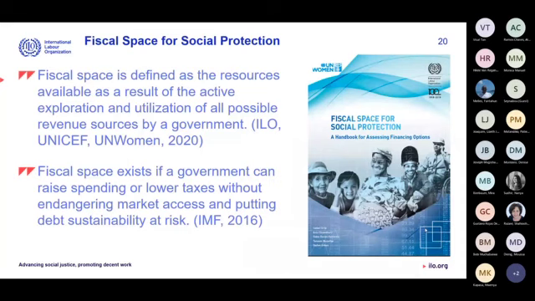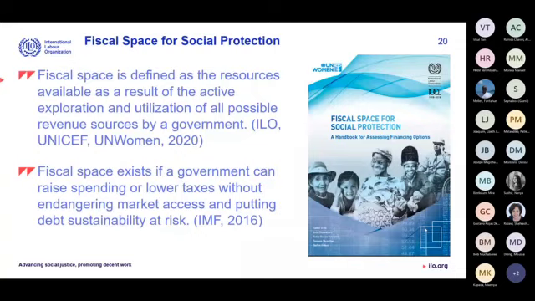But then there is also an additional dimension, which was developed in a handbook for assessing financing options by ILO, UN Women, and UNICEF, where fiscal space is seen in a more, let's say, proactive way, meaning that the fiscal space can be developed proactively by states, by governments. It can be shaped. It is not just a static result of a market constellation. So the market constellation is important, but you can develop new sources of financing for your social protection system.